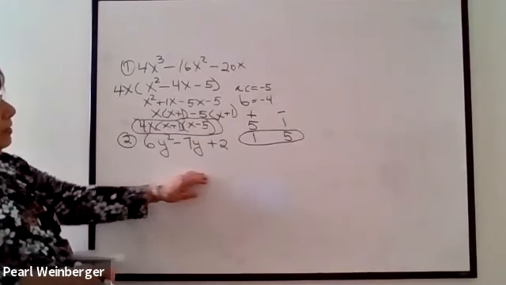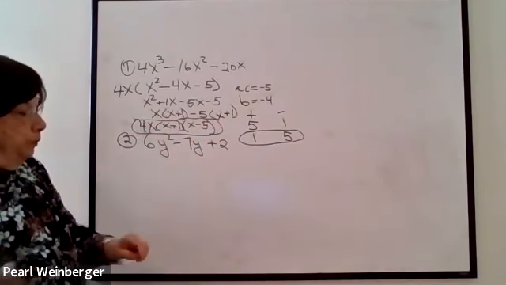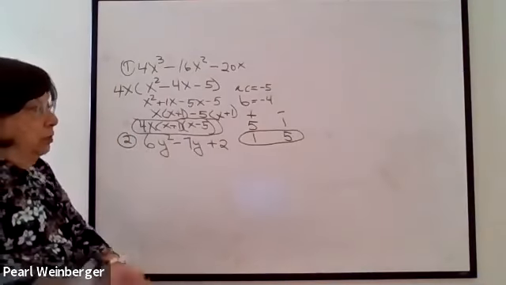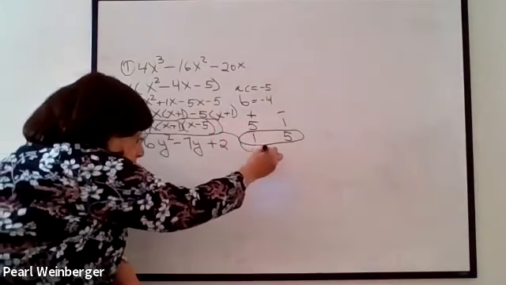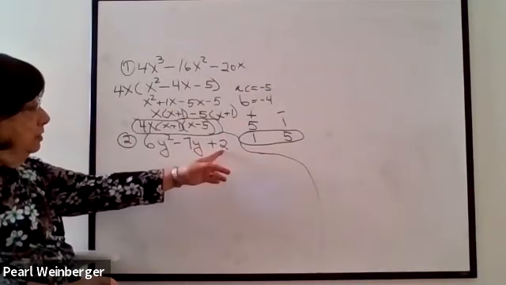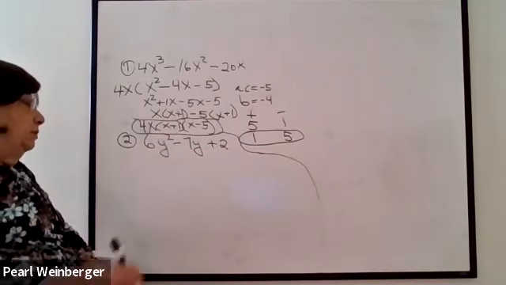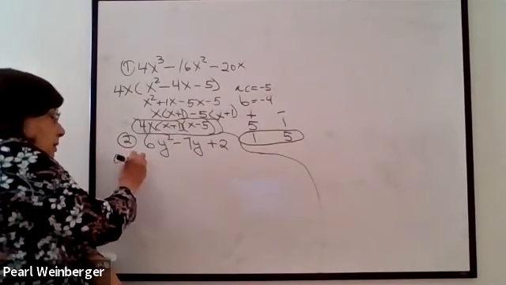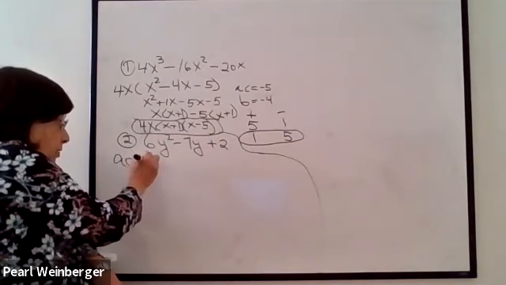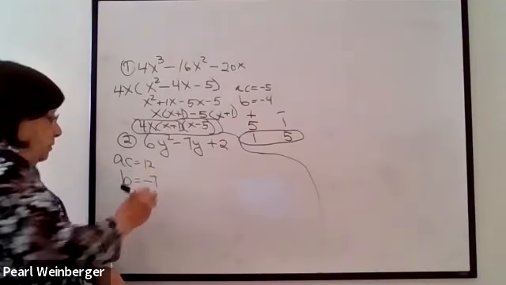Okay, so now let's look at the second one, the 6y squared minus 7y plus 2. So again, let's look if there is a common factor. And there isn't, because this is 6, this is 7, 2, no number, and there's no y in all three terms, so there's no common factor. But again, I'm going to do my AC. My AC is going to be 6 times 2, which is 12. And my B is going to be negative 7.